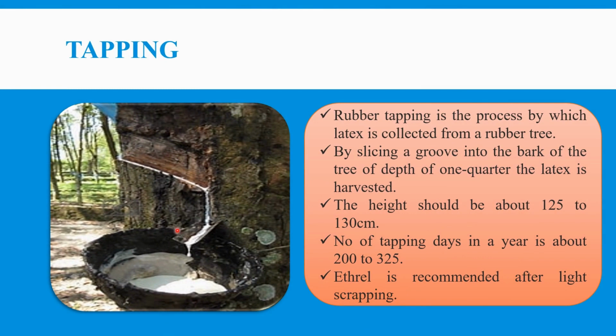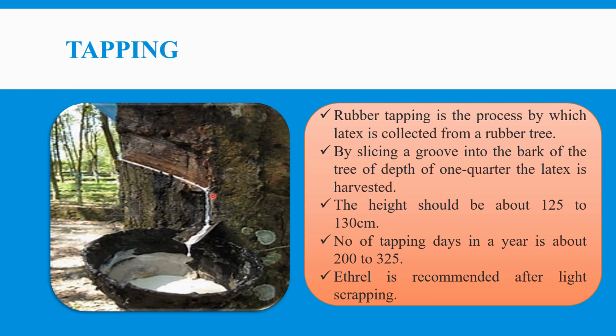Coming to the tapping, it is a very important process by which the latex is collected from the rubber tree. What is meant by latex? Latex means the milky juice that is extracted from the rubber tree, which is the natural source for the rubber. Here you can see how the latex is being collected. For collecting the latex, you slice a groove into the bark of the tree to a depth of 1/4, and the latex is harvested. By making the groove in the bark at the depth of 1/4, you can harvest the latex.